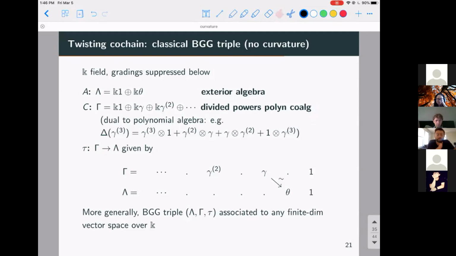Okay, so all this example is for an exterior algebra and a symmetric algebra in one variable. And in that case, here's what this twisting cochain looks like. Let me refer to this as the BGG triple. And of course, you can do this for the exterior algebra of any finite dimensional vector space over K.